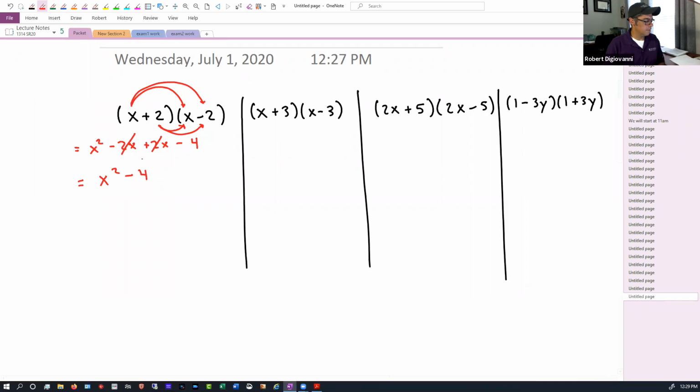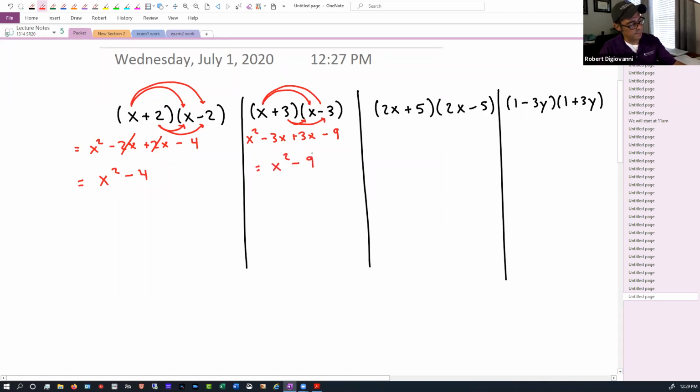Okay, let's just leave that there. Let's look at the next one. If we FOIL here, we're going to get x squared minus 3x plus 3x, and then minus 9. And then again, those 3 x's cancel out, so you could just get x squared minus 9.